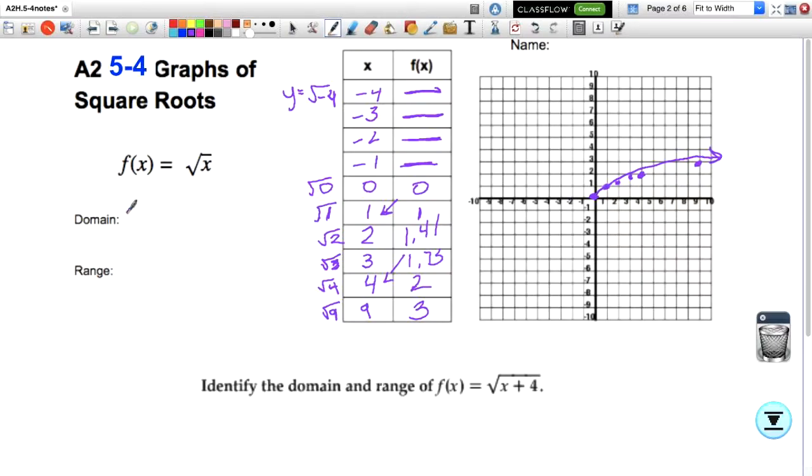So we would write domain colon curly bracket, all the values of x such that we have an x, we have a 0. 0 is our minimum, so our alligator would never eat it, and it would equal it because there's no open dot there.